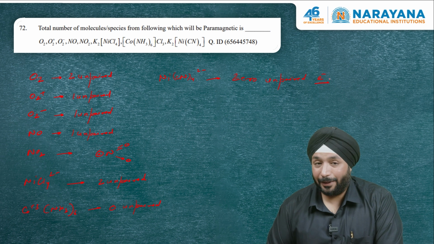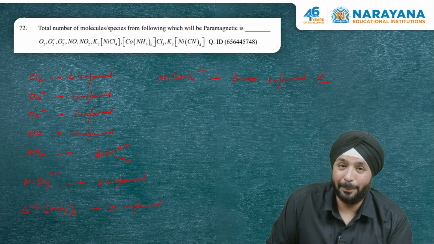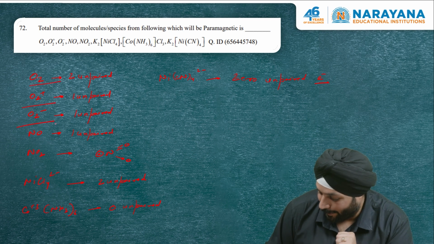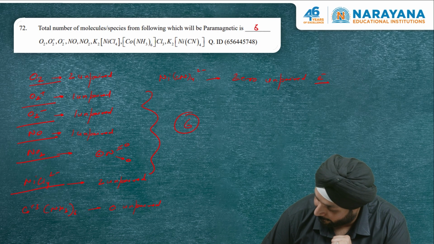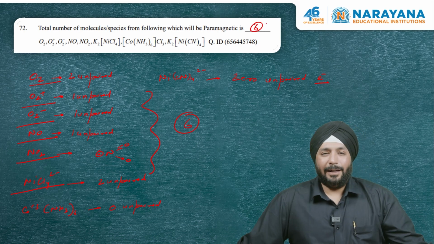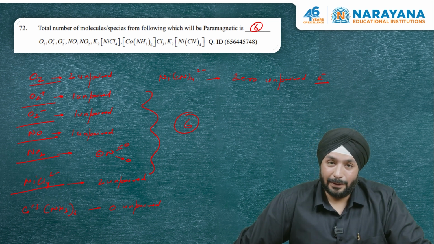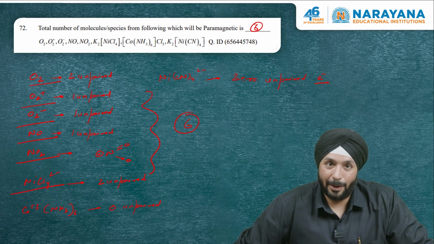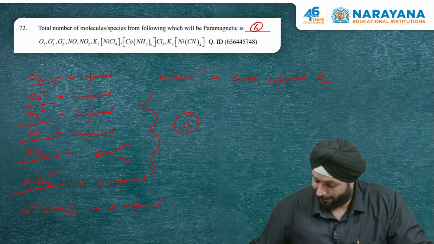So the number of atoms or molecular species which will have paramagnetic behavior, that means it should have unpaired electrons. So O2, O2 plus, O2 minus, NO, NO2, NiCl4. The answer should be 6. Correct. Right, again chemical bonding, coordination compound, they formulated an integer out of it. So I again repeat myself that MOT, chemical bonding, coordination compound, they are very important topics, right.